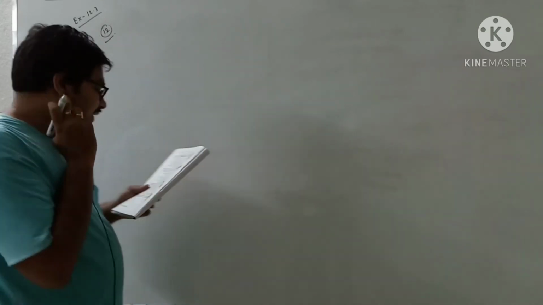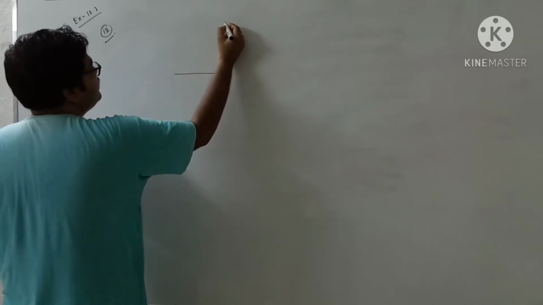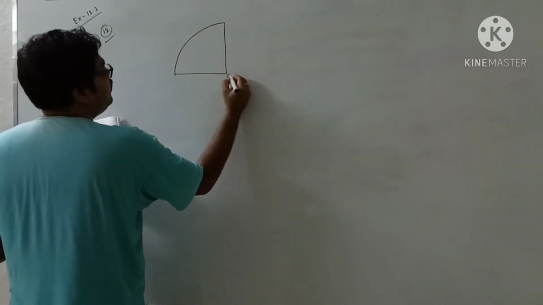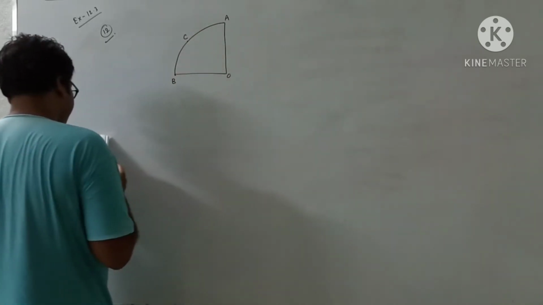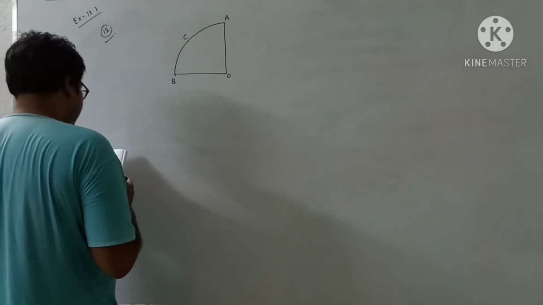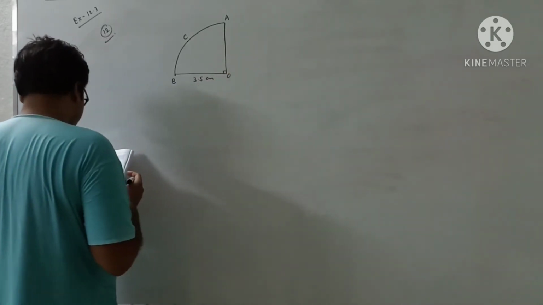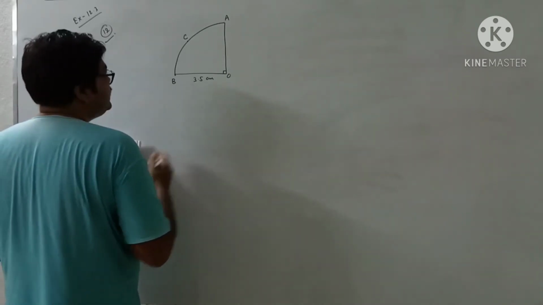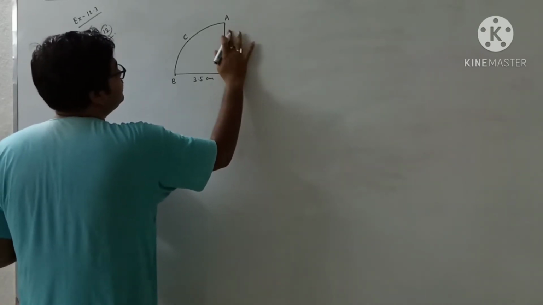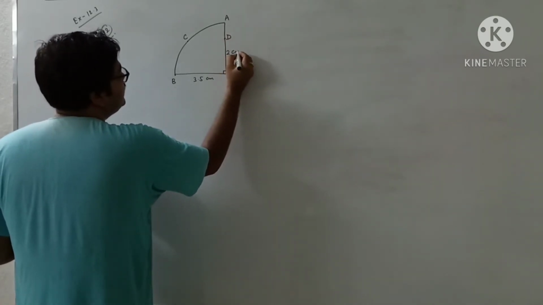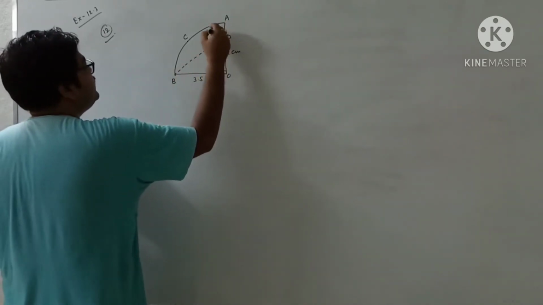A figure is given. OAC is a quadrant of a circle, that is 1/4 of the circle. O A C B, and the radius is 3.5 centimeter. OD is equal to 2 centimeter. We have to find out the area of this shaded region.